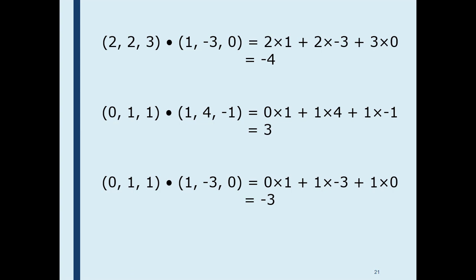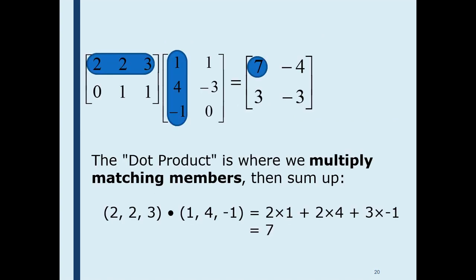Finally, multiply the second row in the first matrix with the second column of the second matrix. Then the dot product is 0 multiply 1 plus 1 multiply minus 3 plus 1 multiply 0. It is equal to minus 3. So the final answer is shown here. It is 7, minus 4, 3, minus 3, with the resultant order 2 by 2.